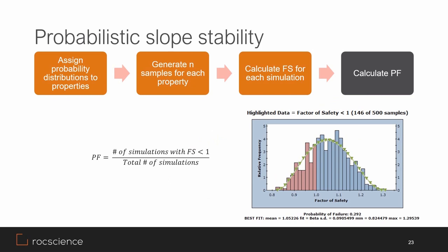As I said, we have several simulations, and in each simulation, we get a factor of safety. When you collect the data for factor of safety, you may have a distribution similar to the distribution that we have in this figure. This is the histogram for the factor of safety. And then we can calculate probability of failure as the number of simulations with factor of safety of less than 1 divided by the total number of simulations. For example, again here you can see we have 146 failure cases out of 500 samples, and the ratio is going to be 0.29 or 29% for probability of failure.